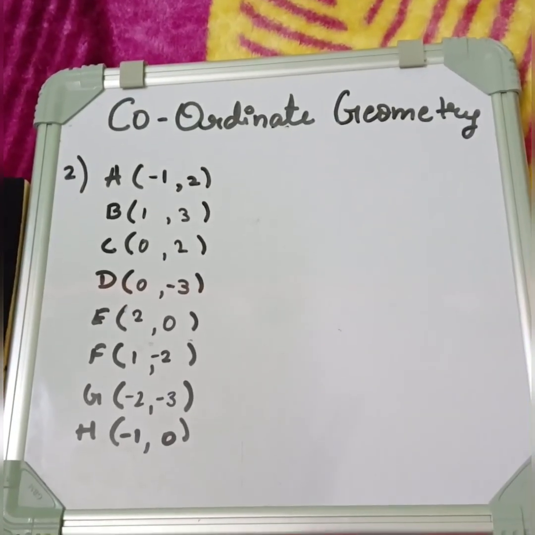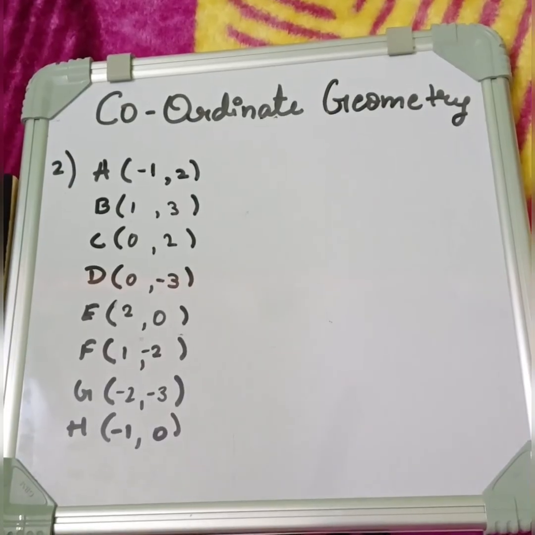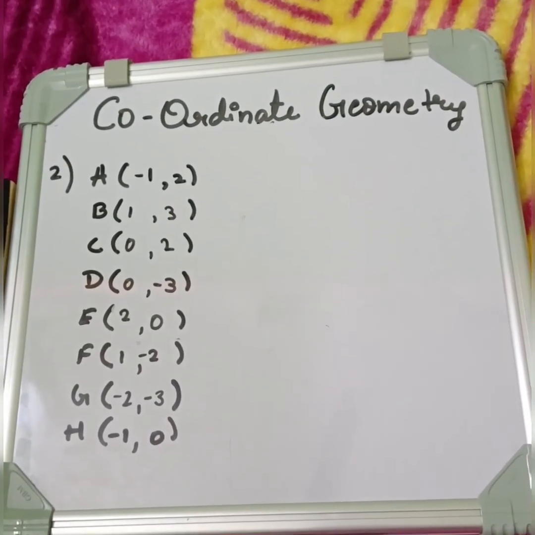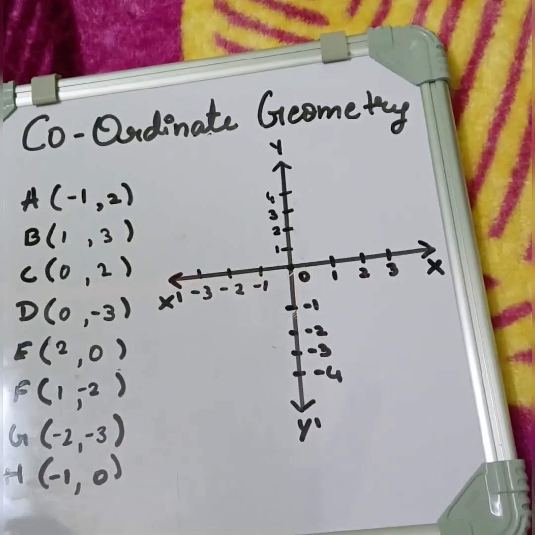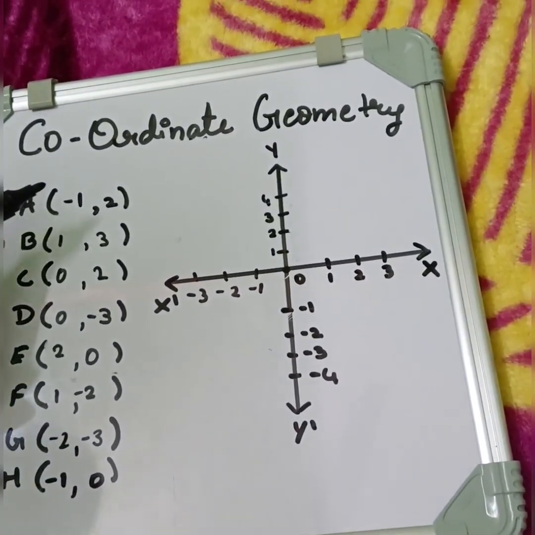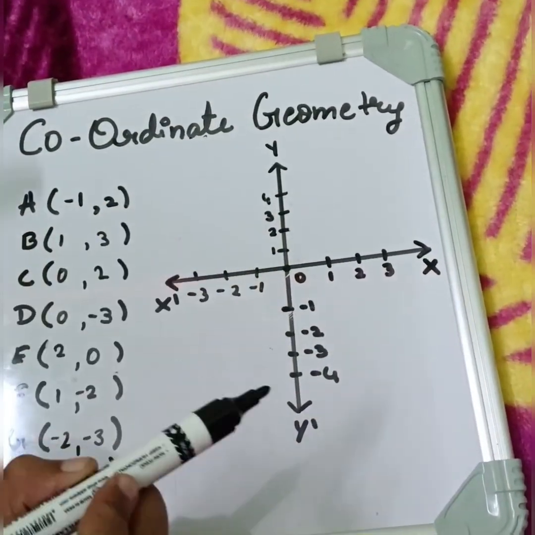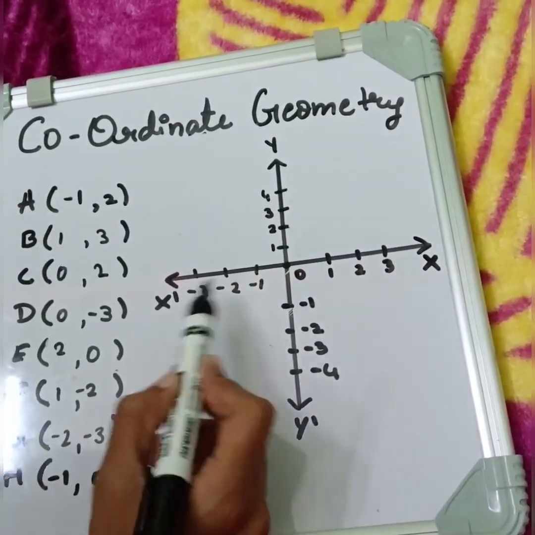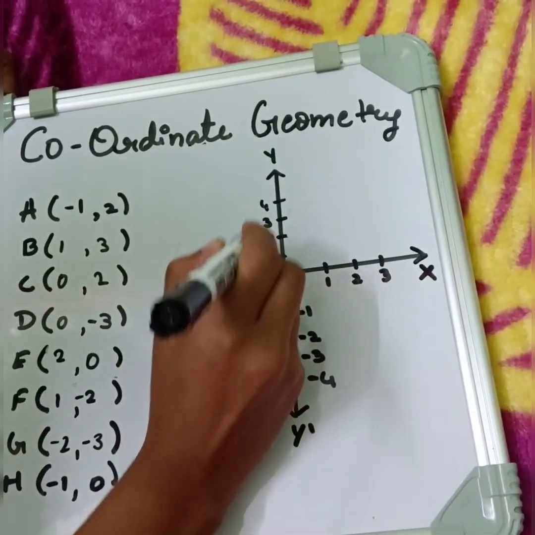In the second model, they would give these points and ask us to locate them on the coordinate plane. Let's discuss an example based on this model. Let's locate points A to H. First point is A: minus 1 comma 2. Minus 1 on the x-axis and 2 on the y-axis. Minus 1 means on the negative side of the x-axis. Here is minus 1 and 2 is here.